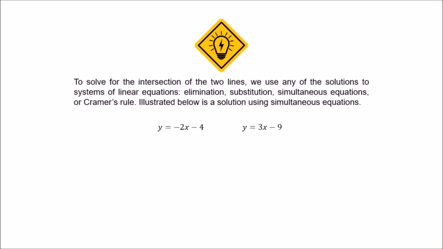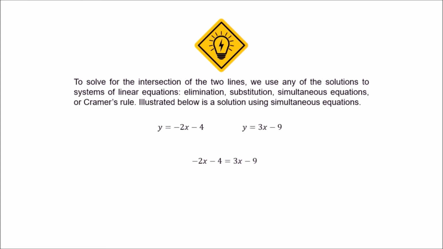To solve for the intersection of the two lines, we use any of the solutions to systems of linear equations: elimination, substitution, simultaneous equations, or Cramer's rule. However, for this example, it would be easier to make use of the simultaneous equations since both equations are expressed in terms of y. What that means is that we can equate both equations to eliminate y, as shown. So what we have is -2x minus 4 equals 3x minus 9.